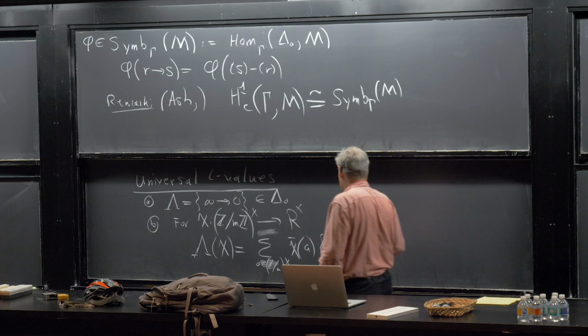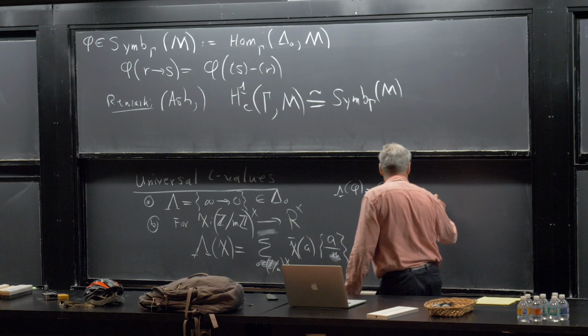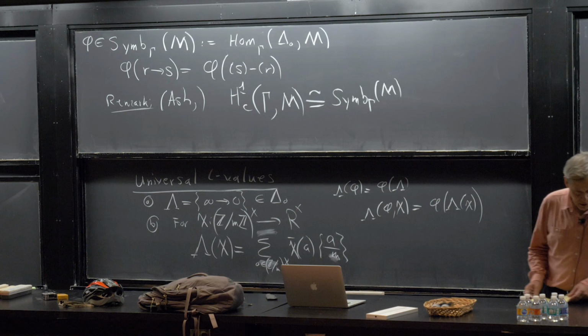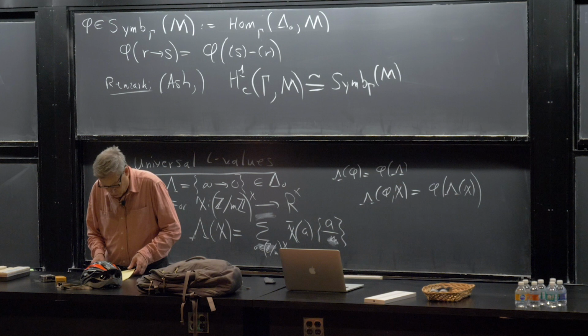And so we think of lambda of phi, that means phi of that thing. Lambda of phi chi is just a notation for phi of that thing, etc. Okay, and so it somehow changes the context for thinking about values of L functions, thinking of them as homology classes, which is very natural. Okay, so let me just give some examples.